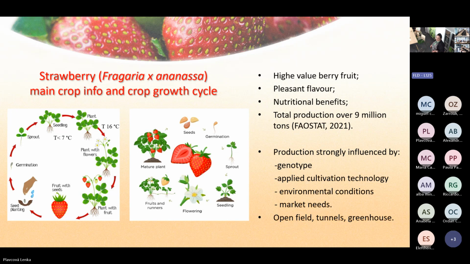It's an important crop. It's a high value crop, has a lot of benefits, a lot of production worldwide, and its production is influenced by climate conditions, by genotype, and by the needs of the market. So we have to think about all the different aspects of growing strawberries, and of course where we are growing them, in order to think about the optimization of irrigation.